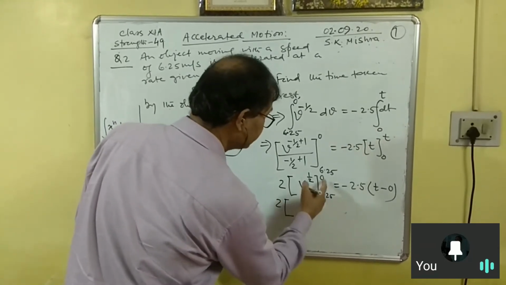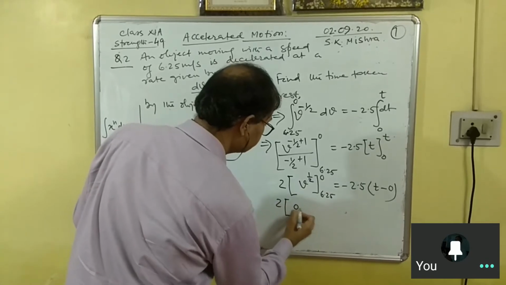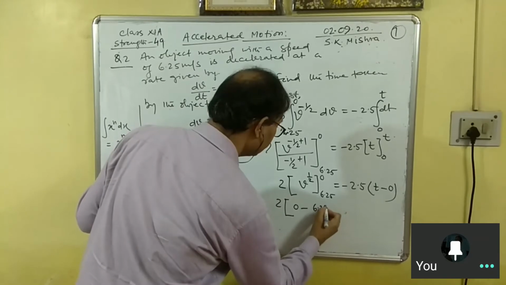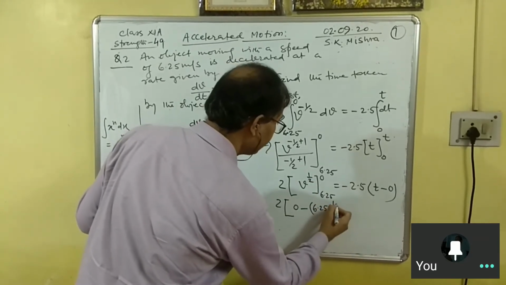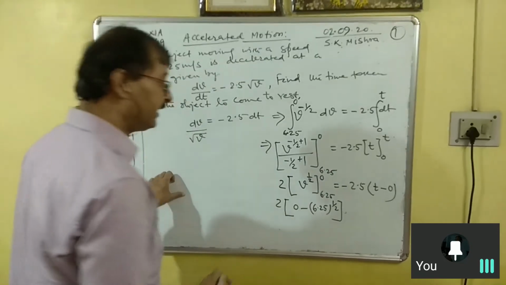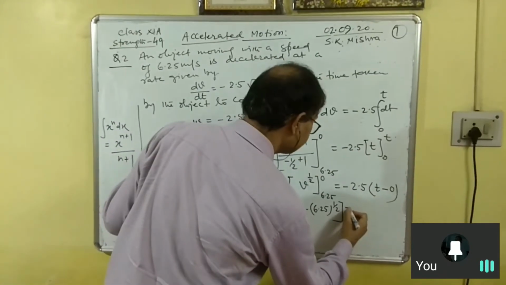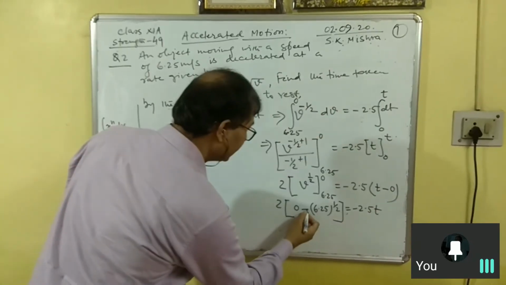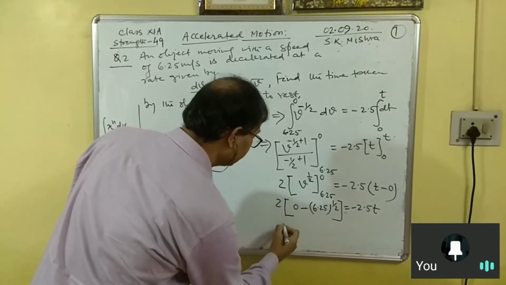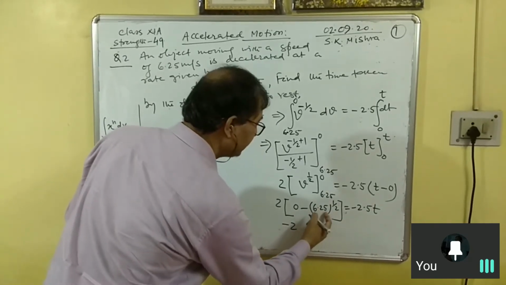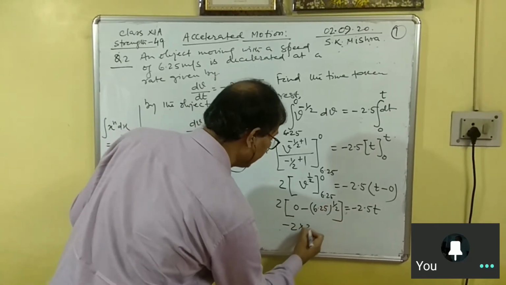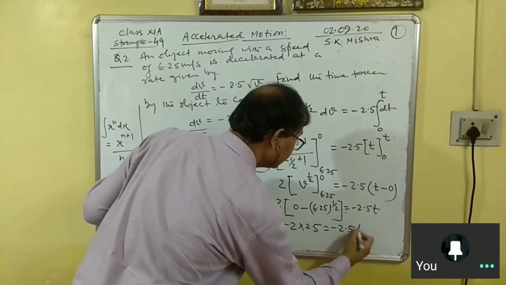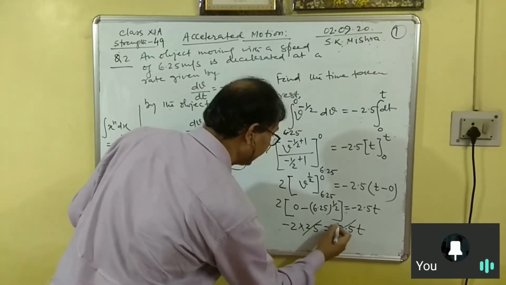If you put v is 0, this part will be 0. Minus, if you put v is equal to 6.25, then raised to half. Okay, you have already substituted the limit, and this is equal to minus 2.5 t. So this way you are getting minus 2 and root 6.25. How much is it? 2.5, and this is equal to minus 2.5 t. Should I cancel 2.5, 2.5, minus minus also?